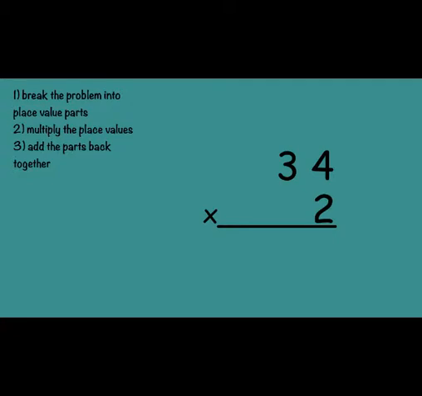34 times 2. So we're going to do the same thing. Remind you of the 3 steps in the upper left here. We're going to break the problem into the place value parts. Then we're going to multiply those place values. And finally, we're going to add those parts back together. So let's take a look at our problem.